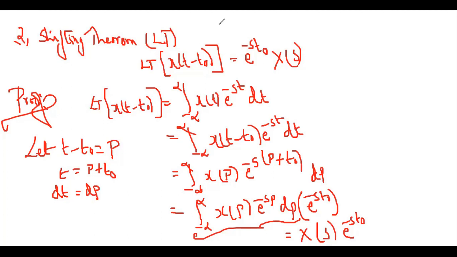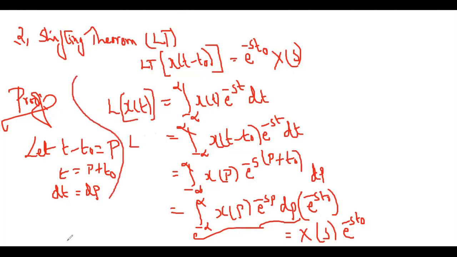So actually it is x of t only. The Laplace transformation of x of t is equal to, as I am substituting the x of t here, the second equation: the Laplace transformation of x of t minus t naught. Now I substitute x of t minus t naught instead of x of t here. Finally, we got x of s e power minus s into t naught.